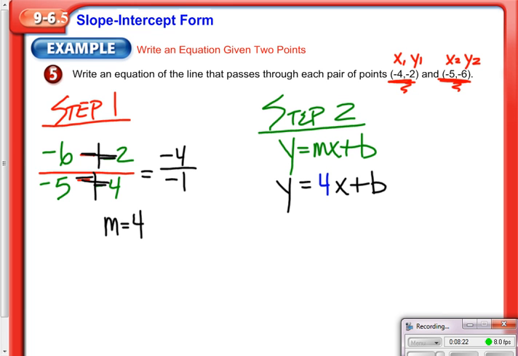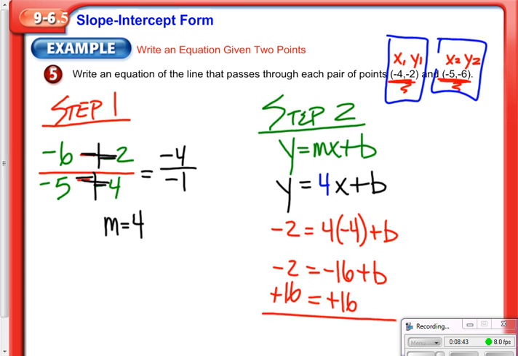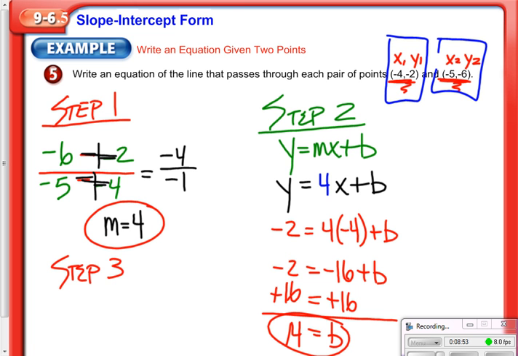Next thing, again, it doesn't matter what ordered pair you use, this one or that one, you'll still get the same answer. I'm going to go ahead and substitute that first one in. So I've substituted everything in, working down the paper here. We get negative 2 equals negative 16 plus b. Get b alone, add 16 to both sides. We have 14 equals b. You have your b value, you have your m value. Write it in slope-intercept form for step 3. You get y equals 4x plus 14.